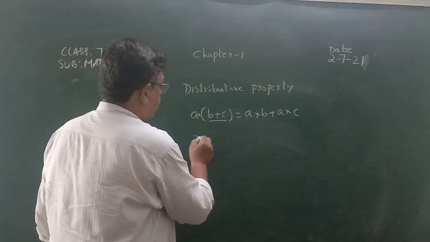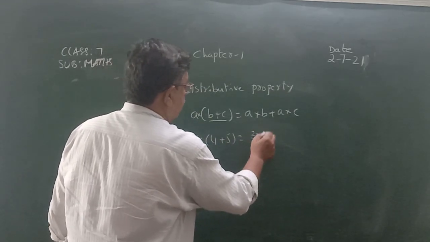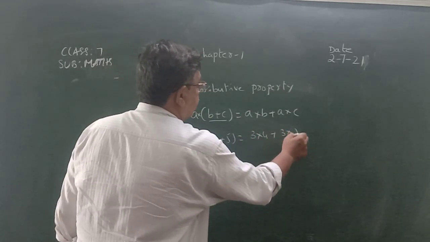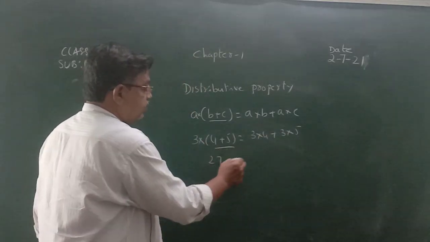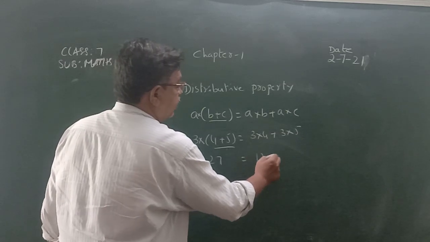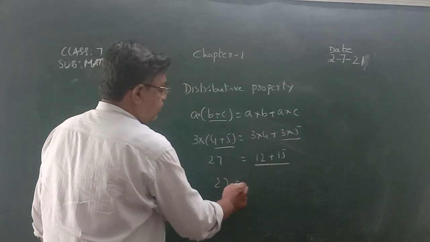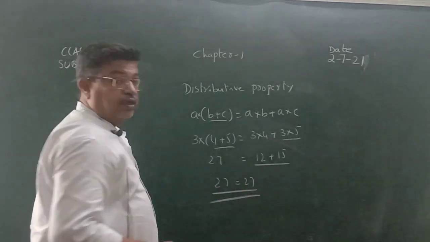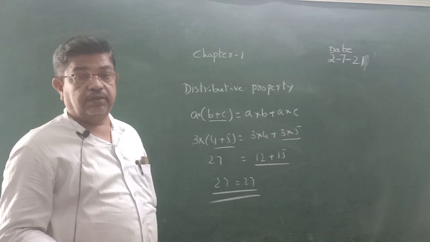I take 3 into 4 plus 5 is equal to 3 into 4 plus 3 into 5. What is 4 plus 5? 9. What is 9 into 3? 27. What is 3 into 4? 12. What is 3 into 5? 15. What is 15 plus 12? 27. So you got 27 equal to 27. Multiplication distributes over addition.